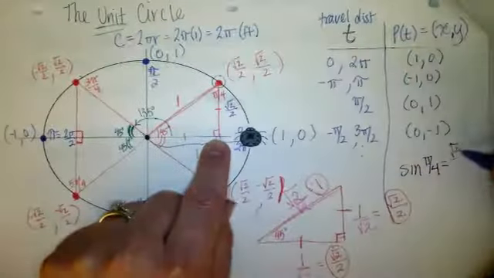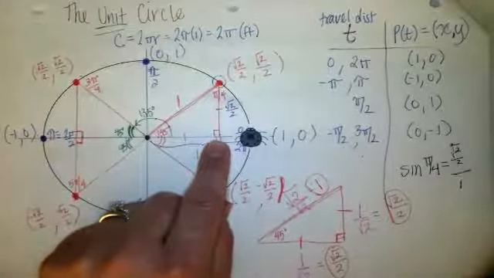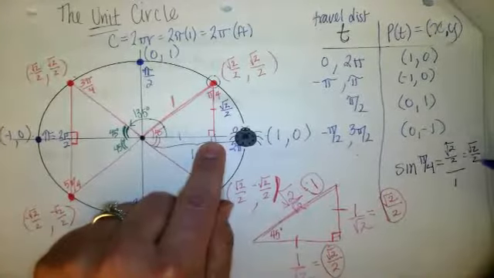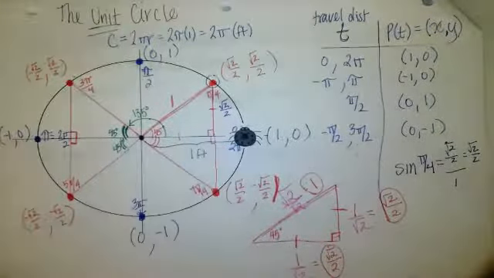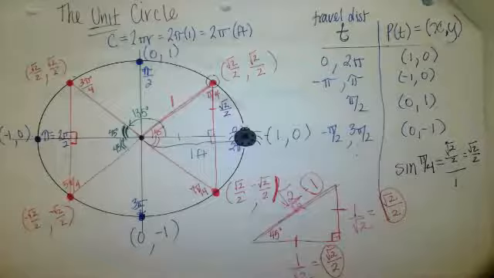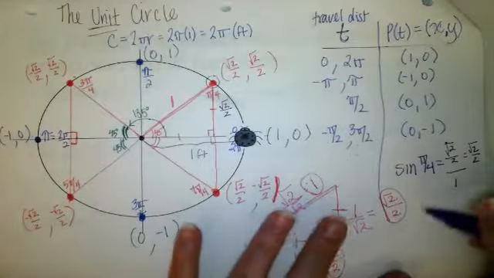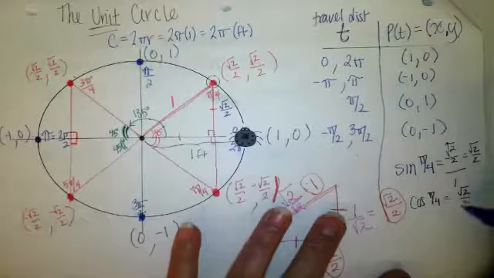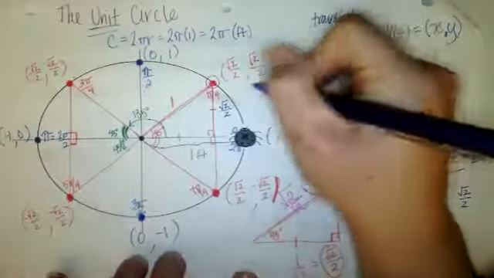Yeah, radical 2 over 2 over 1. So it's just radical 2 over 2, isn't it? In fact, cosine can be the same, right? Because the hypotenuse is 1. It's not changing anything, is it? Okay. So it turns out cosine of pi over 4 is also radical 2 over 2.